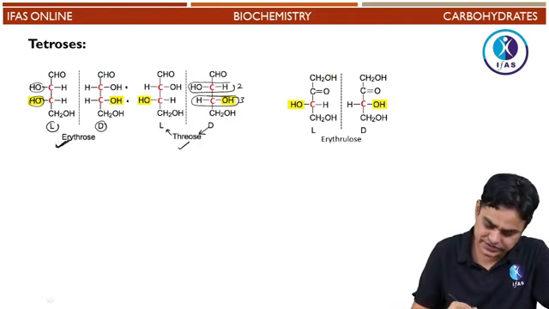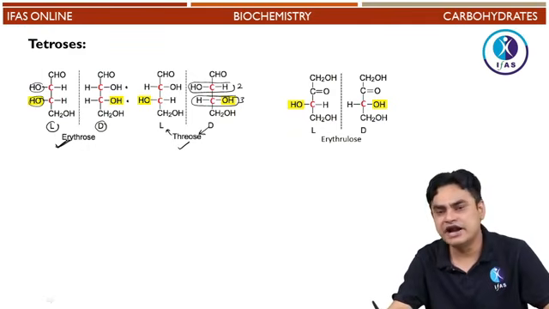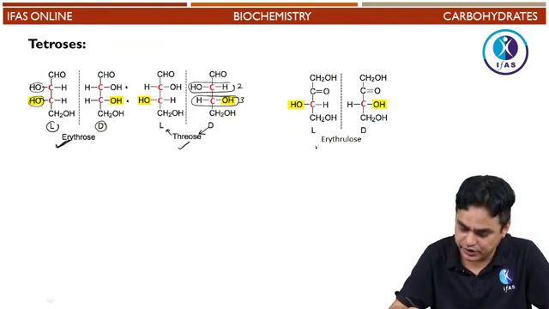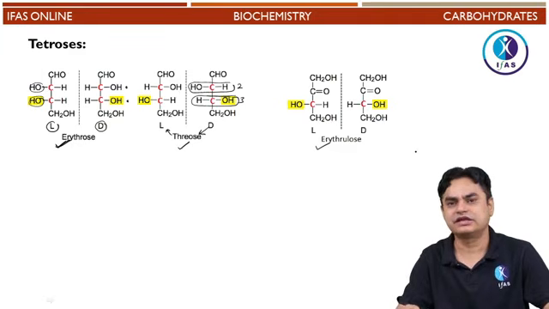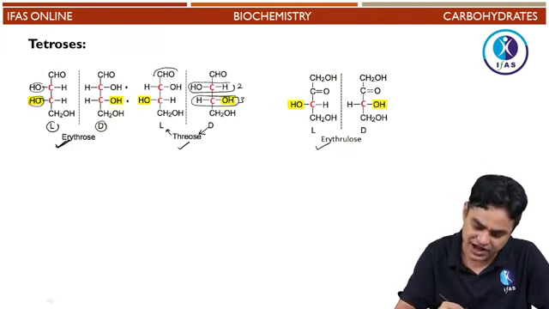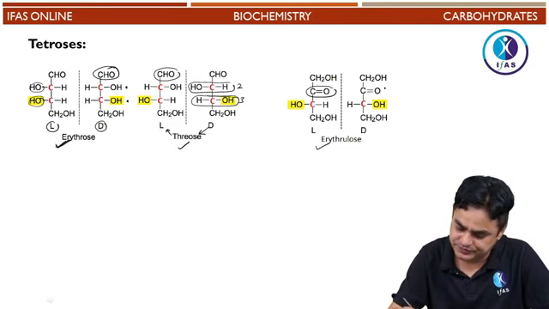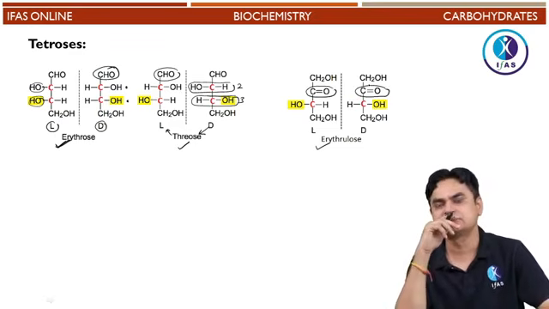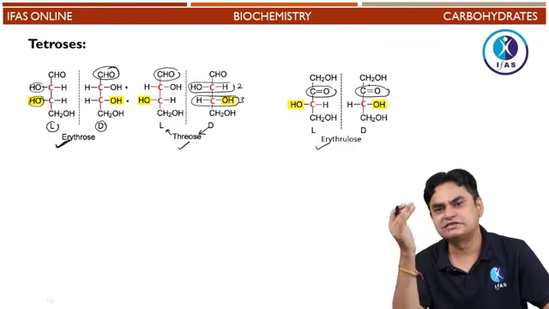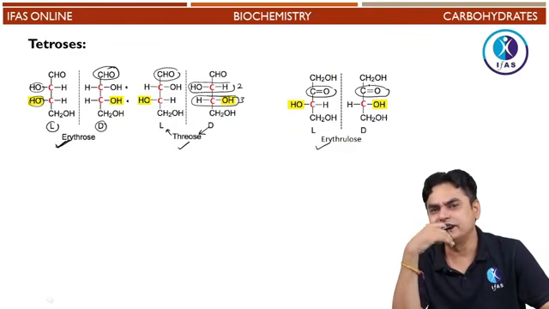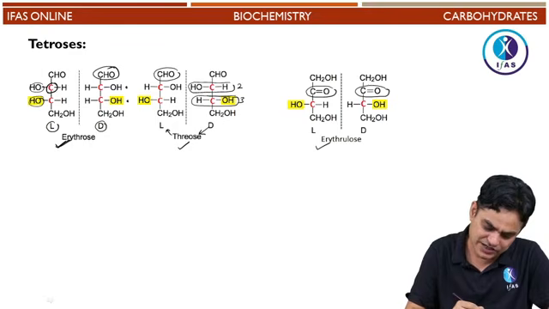Erythrose is an aldehydic sugar. Erythrulose is a ketonic sugar, where instead of an aldehydic group, you have a ketone group. That's the only difference. But since the ketone group is on the second place, one chiral carbon has been compromised.